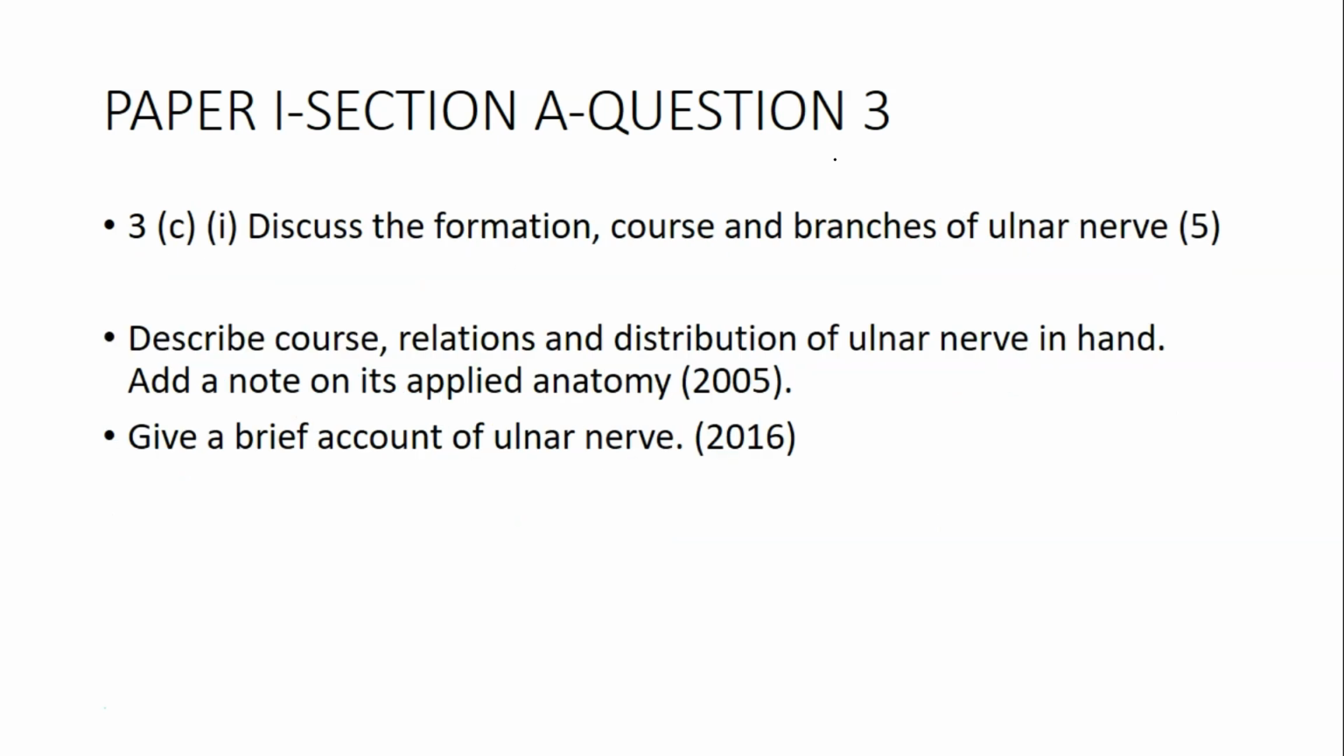Now, paper 1 section A, question 3C1, discuss the formation, course and branches of the ulnar nerve. Now, brachial plexus. So day in and day out, upper limb, lower limb, nerve supply, blood supply. This is the only thing which I teach. Okay.